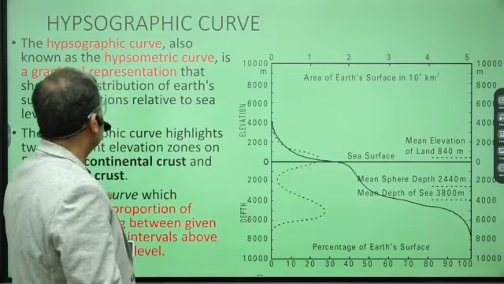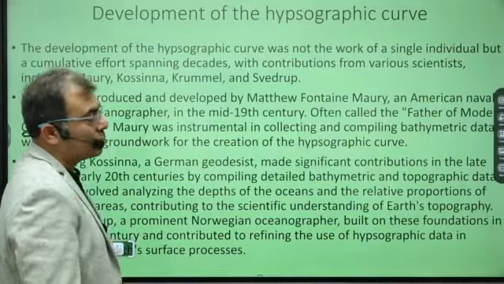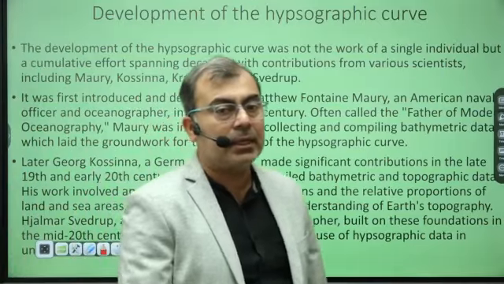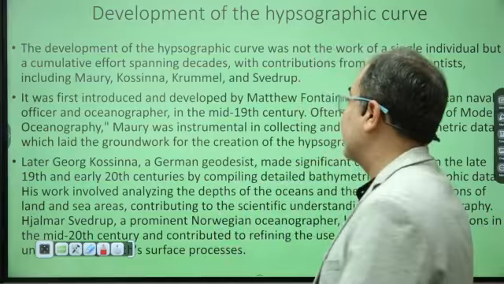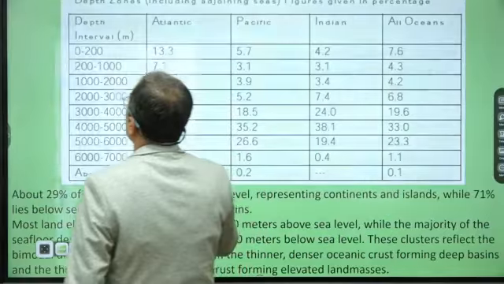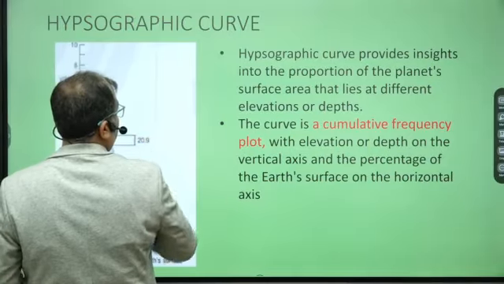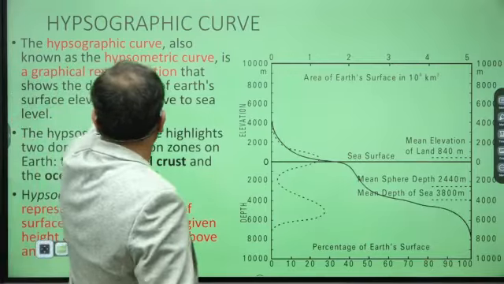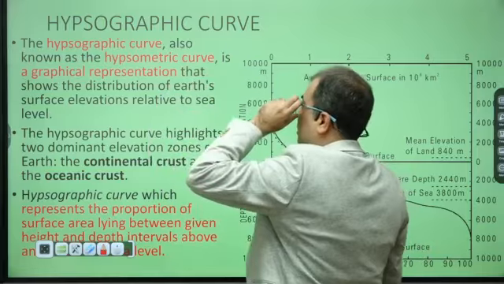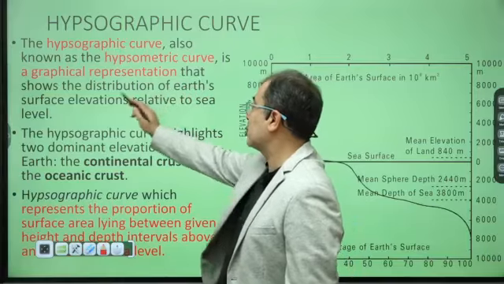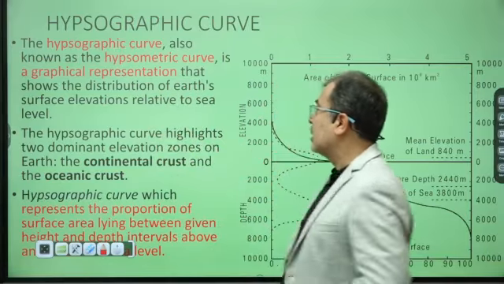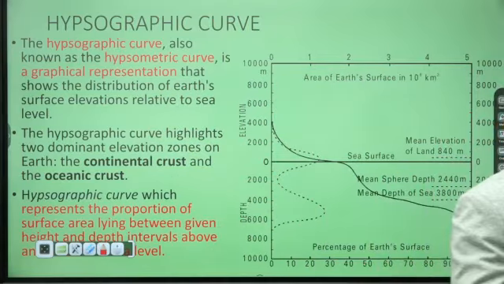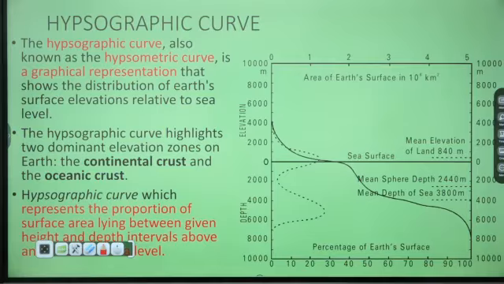But before that, a little bit on who started this whole thing. So everyone, please give the heading hypsographic or hypsometric curve. And please write down: hypsographic curve, also known as the hypsometric curve, is a graphical representation that shows the distribution of Earth's surface relative to the sea level. First, the definition. Quickly note down the definition, everyone.